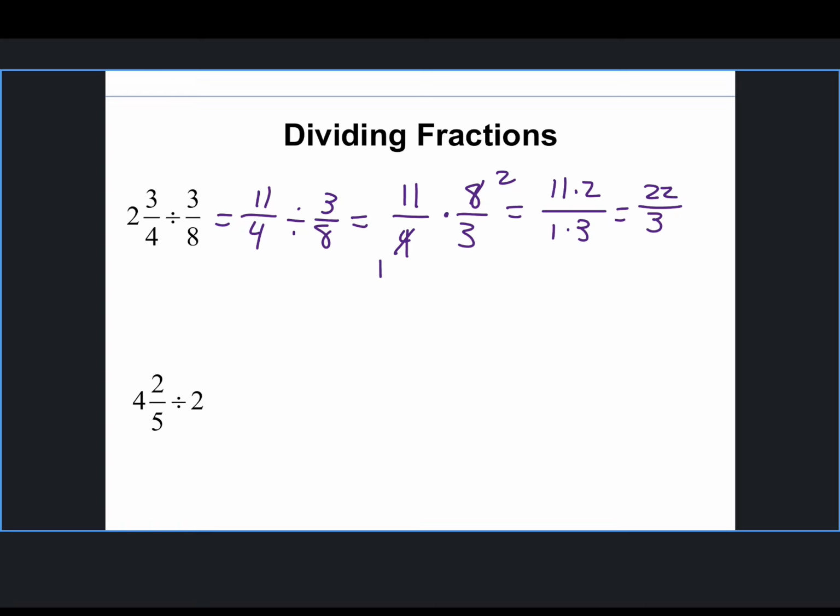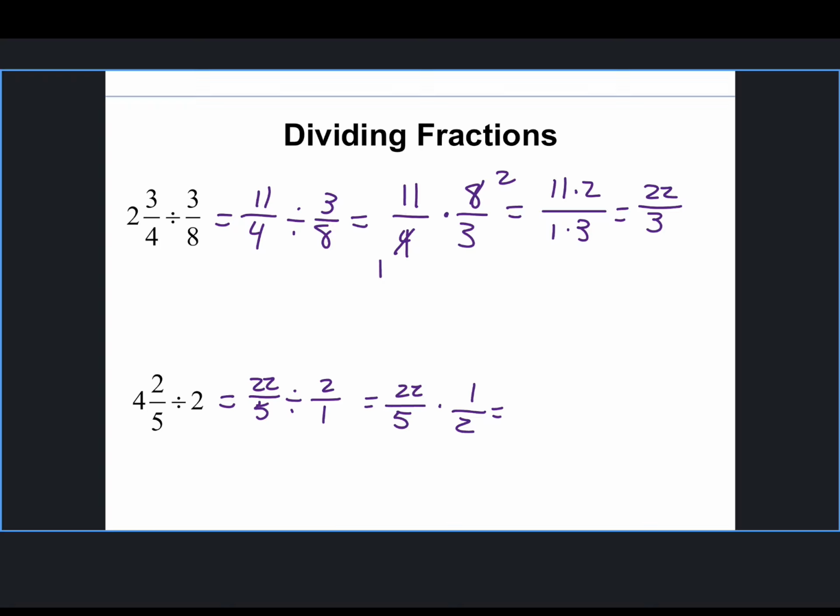Okay, so if we're going to go from 4 2/5 to an improper fraction, what does that look like? You want to multiply 4 times 5, and then you're going to add 2, which gives us 22 over 5. Divided by 2 over 1. Now we need to keep, change, flip, right? So 22 over 5 times 1 over 2. Multiply. You can do it now or later. Let's do it later on this one.